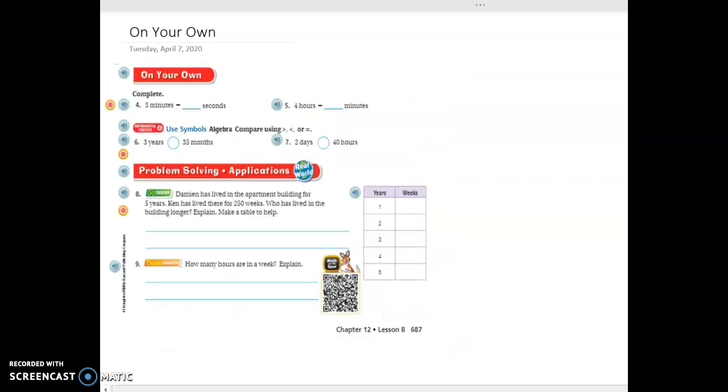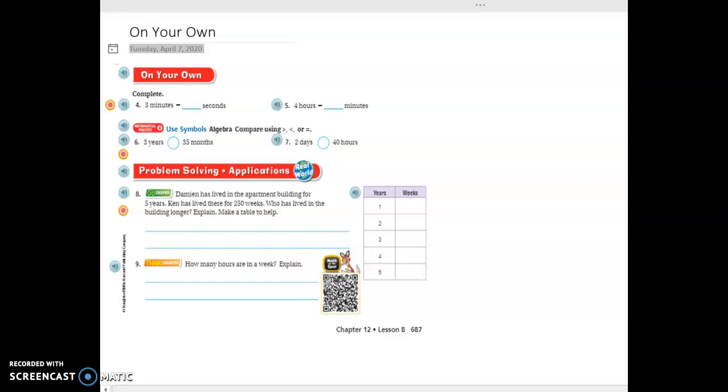This is the on your own section. I'll be reading through these and you can pause at any time that you need. But I would like for you to try this page on your own before we reveal all the answers. Number 4, 3 minutes equals blank seconds. Remember, go ahead and pause whenever you need so you can solve. Number 5, 4 hours equals blank minutes.